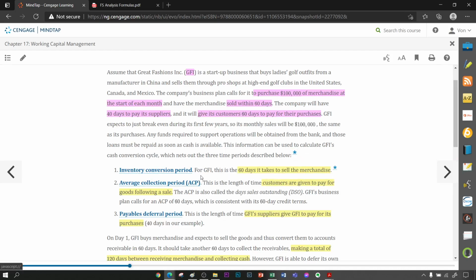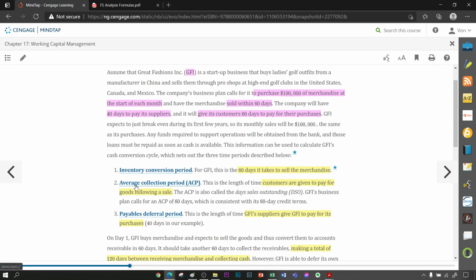Inventory conversion period. So, for GFI, this is the 60 days it takes to sell the merchandise. Ayan. So, yung nakita mo dito, no? And have the merchandise sold within 60 days. Okay? So, from the purchase date, ayan, 60 days yung iintayin bago mabenta yung inventory. So, ang tawag doon, inventory conversion period. Okay?